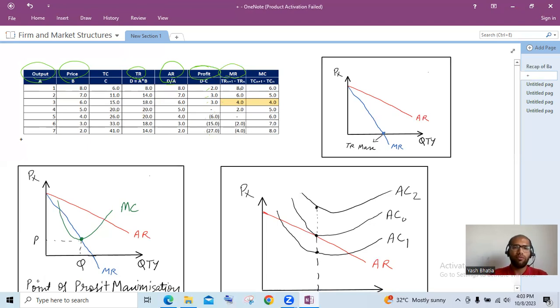So we plot this MR curve also, and we plot the AR curve here. As you notice in this diagram, AR is downward sloping. It is reducing. It's not increasing like AC, right? From 8, 7, 6, 5, 4, 3, 2, it is only downward sloping. It does not rise again. So this is the downward sloping curve.